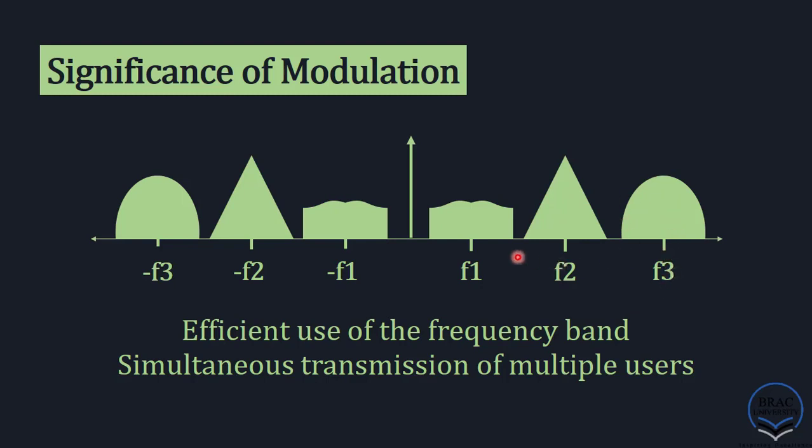We are utilizing the frequency band carefully, and also as they are separated in frequency domain, they have some gap in between them. The receiver can actually distinguish between three distinct signals. So there are two parts of using modulation. The first one is the efficient use of the frequency band. We have a large frequency band and we are using it efficiently, not only being limited to the low frequency. And also, as we are transferring different signals to different frequencies, we are now enabling simultaneous transmissions of multiple users.